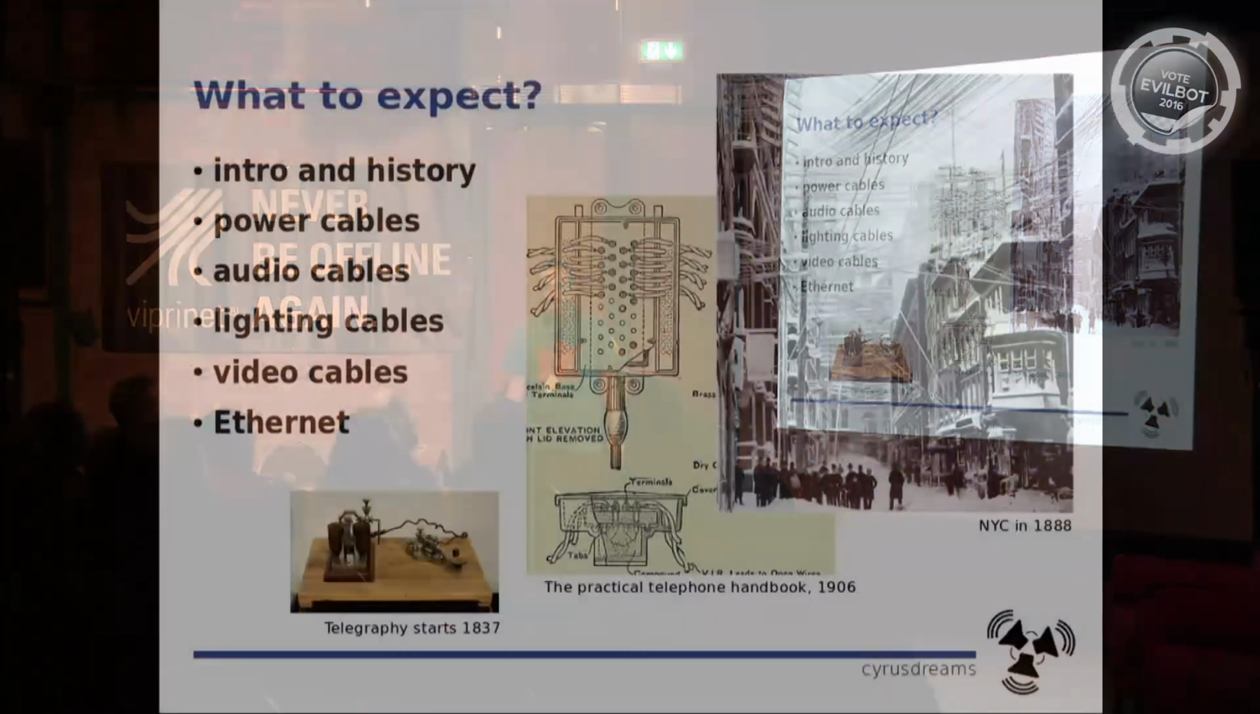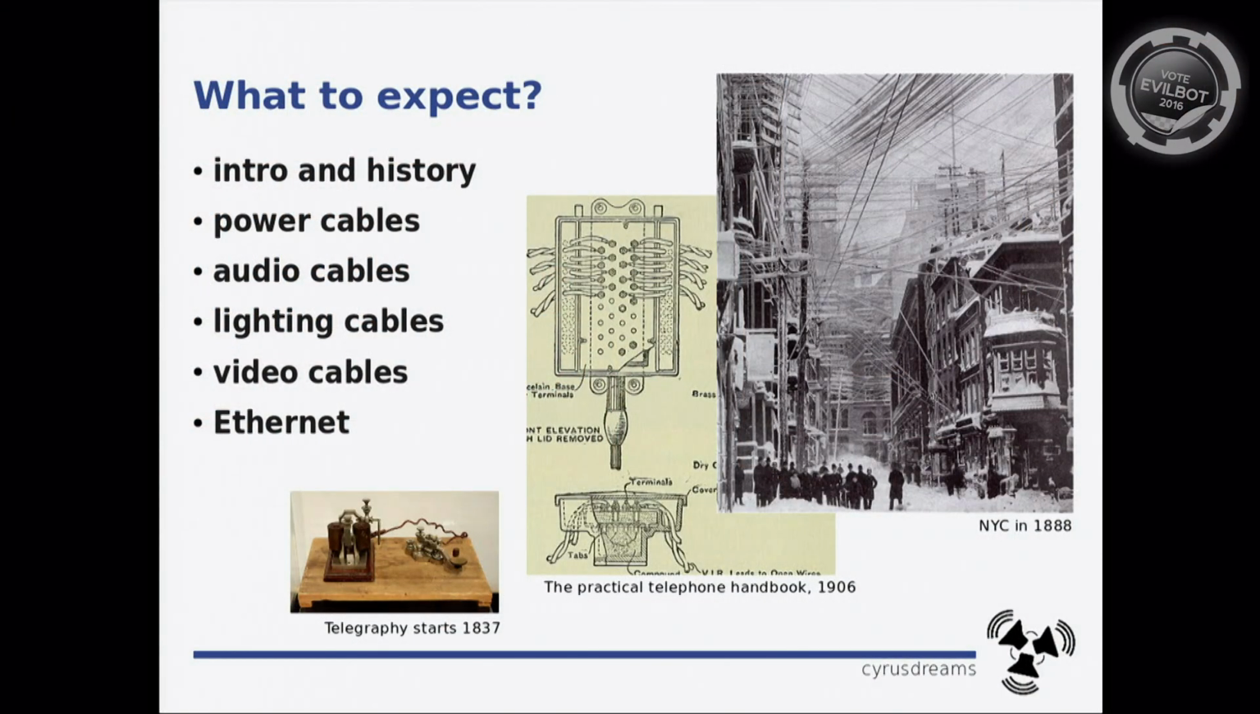What can you expect from the presentation? I will talk a little bit about the history of each of the connectors that we come across and the history of cabling in general. We have the four main types of cables we use. We have power, audio, lighting. No, not lightning, lighting. Lightning would be bad. And video cables and data, basically. But data is the shortest of all of those slides.